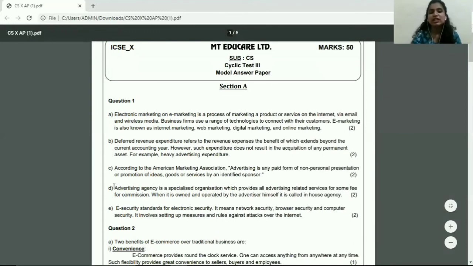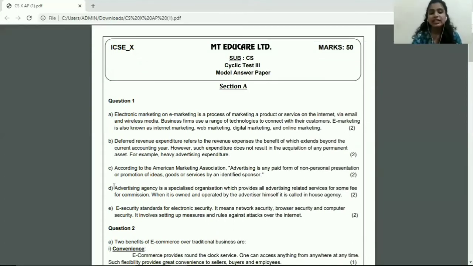The next question is question 1D. What do you mean by advertising agency? Now, you can write these 2 sentences. Advertising agency is a specialized organization which provides all advertising related services for some fee or commission, which when it is owned and operated by the advertiser himself, it is called in-house agency. So these 2 sentences are more than enough to explain the concept of advertising agency.